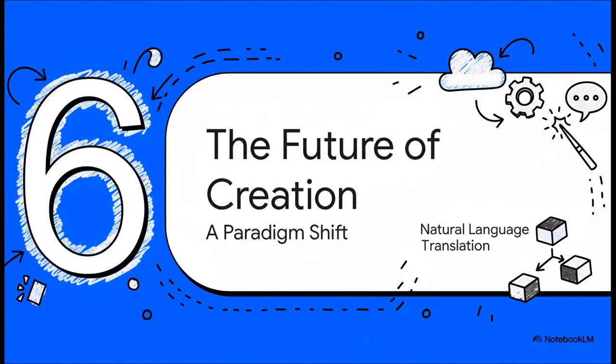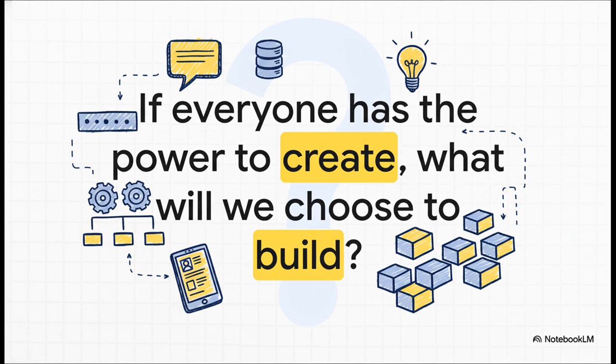So let's zoom out. What does something like Opal really mean for the future of how we create things? You know, tools like Opal represent a truly massive shift. That technical wall between having an idea and actually building it, it's starting to crumble. It points to a future where maybe your ability to clearly explain a concept becomes more valuable than your ability to write the code for it. And that leaves us with a really big final question to think about. If everyone, and I mean everyone, has the power to create, what are we all going to choose to build?